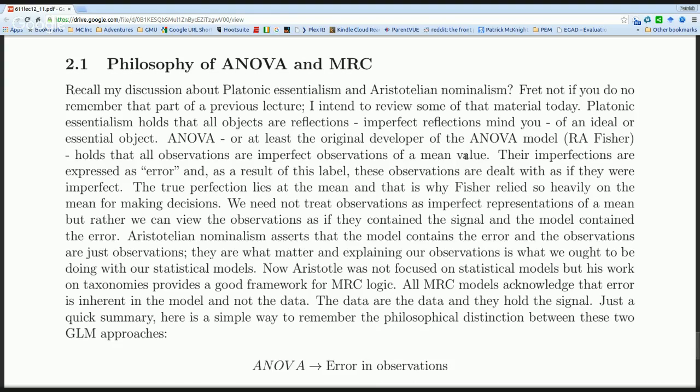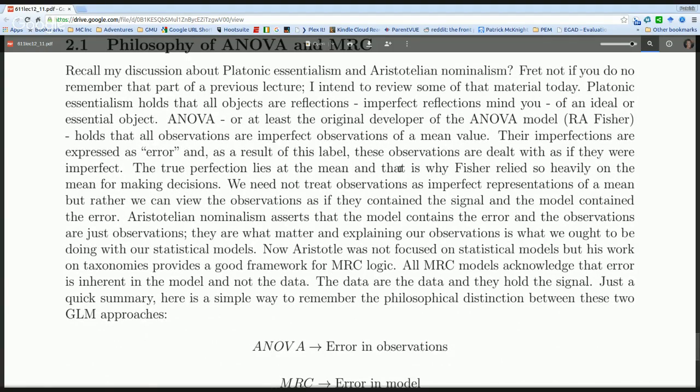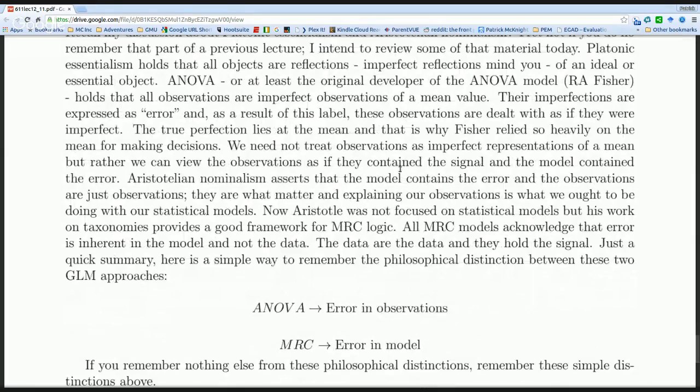So the philosophy behind ANOVA and MRC is such that ANOVA follows the Platonic essentialist view that when there are individuals within a group, the group matters more than the individual deviations. And so therefore, individuals who deviate within that group actually increase the amount of noise and are labeled as error. Okay? Now, those observations are error.